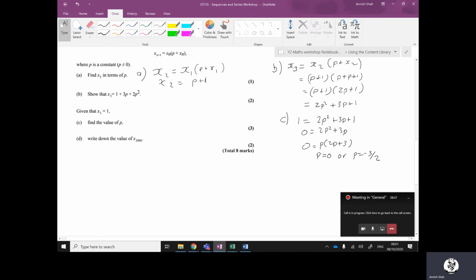Now p can't be 0 because it said at the top that p is not equal to 0, so it can't be p equals 0. So p must be minus 3 over 2. Then it asks a really odd question. It says find x 2008.